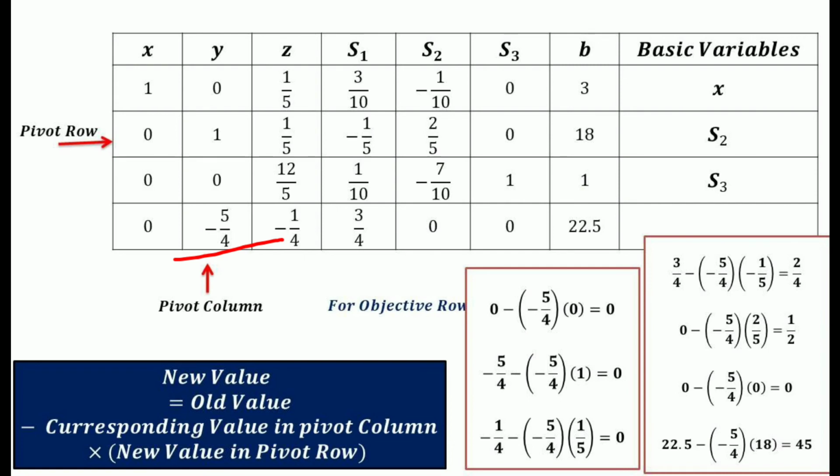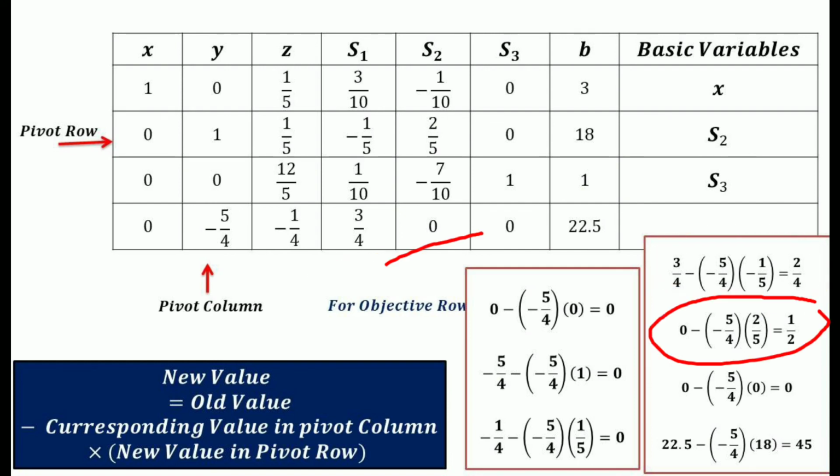Similarly, consider the second old element from the objective row, that is minus 5 upon 4, minus 5 upon 4, that is the corresponding value in the pivot column, into new value in the pivot row, that is equal to 1. So minus 5 upon 4 minus 5 upon 4 into 1, which is equal to 0. Then the third old element, that is minus 1 upon 4 minus 5 upon 4 into 1 upon 5, which is equal to 0. The fourth element, that is 3 upon 4 minus 5 upon 4 into minus 1 upon 5 is equal to 2 upon 4.